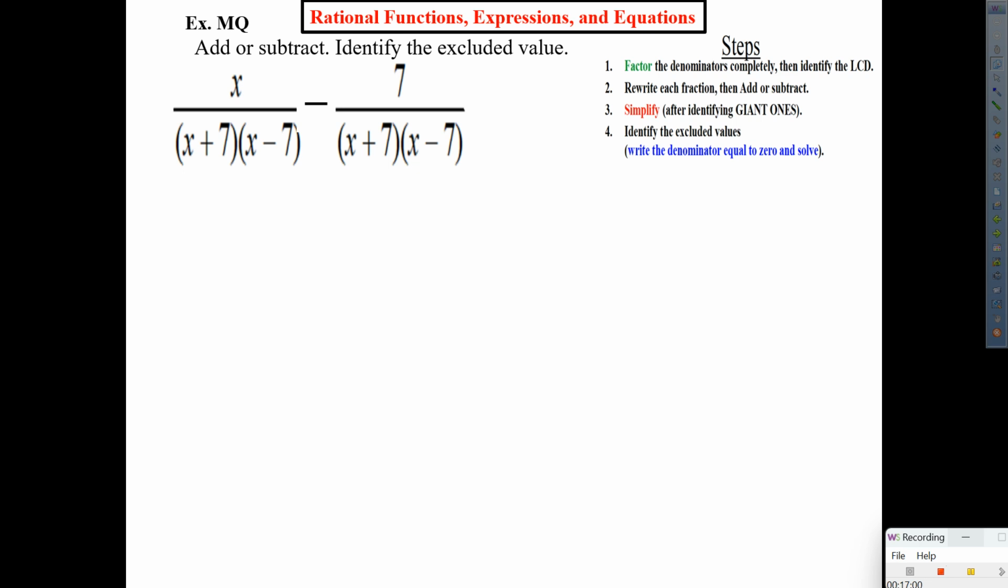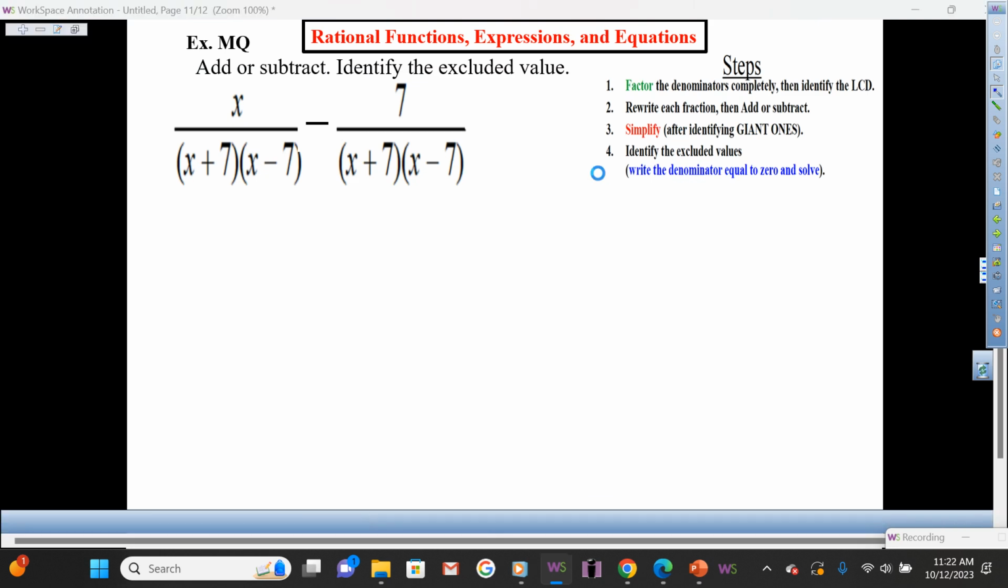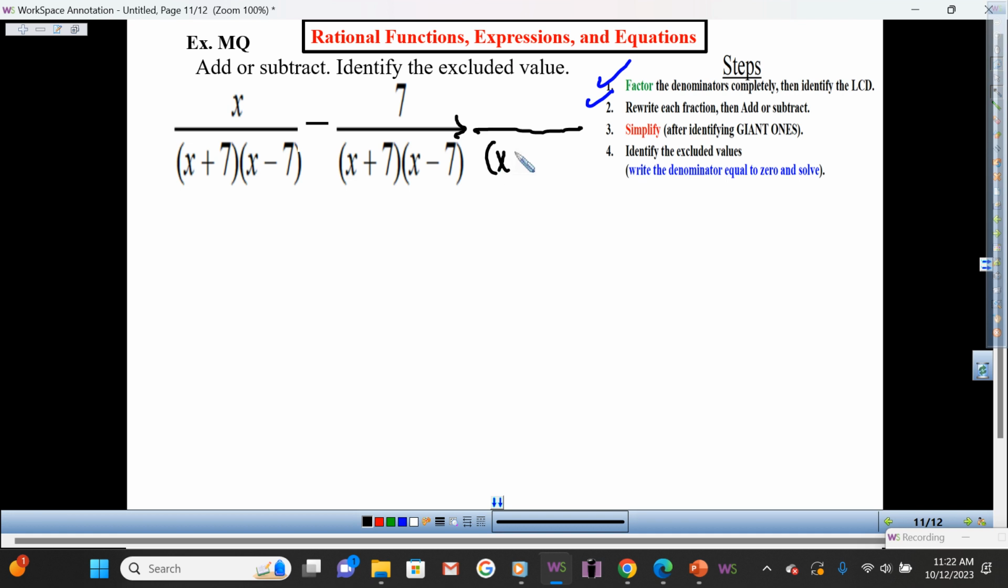So, step 1 is done. Step 2, rewrite each fraction. We don't have to because it's already the same denominator. But now we have to add and subtract. We're still on step 2, so let's do add and subtract. So we write this as 1 denominator, x plus 7, x minus 7. All right. Focus on the numerators.